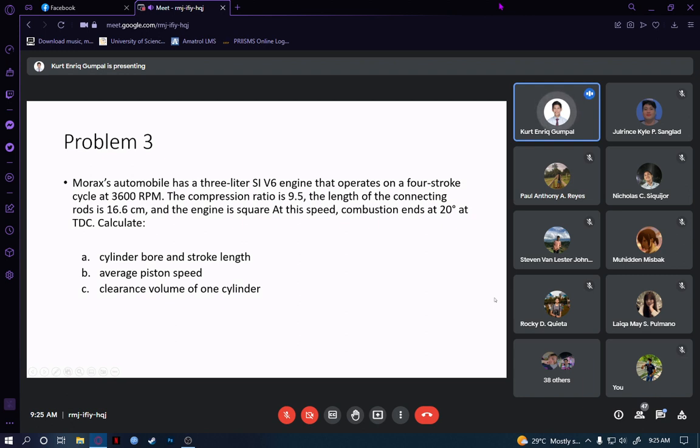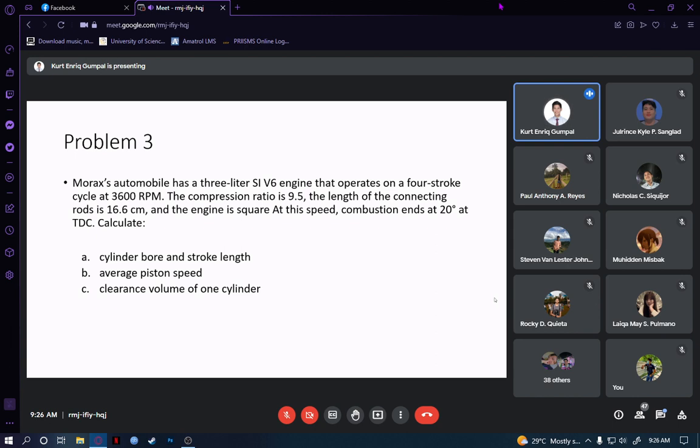And then the engine is square. So if your engine is square, what does it mean? Your bore and your stroke are of the same length. Now at this speed, the combustion of your cycle ends at 20 degrees at top dead center. For part A, what is the cylinder bore and stroke length? What is the average piston speed or linear speed? And what is the clearance volume of one cylinder?